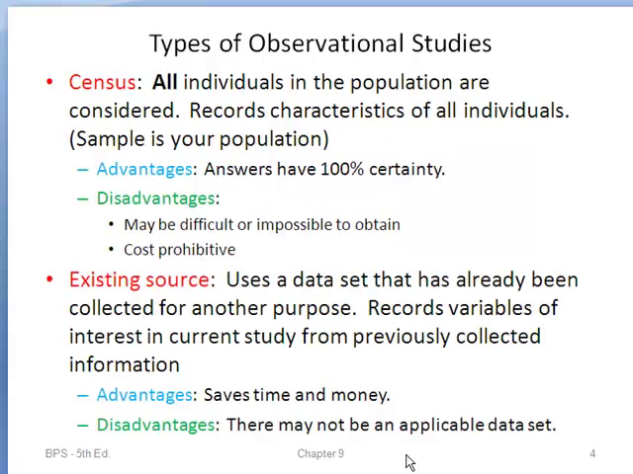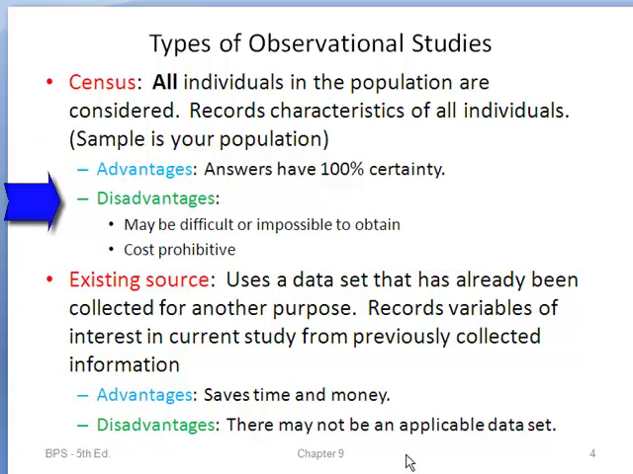Now let's look at the different types of observational studies. We have a census. A census is where we have all the individuals in a population and they're considered in this census. It records characteristics of all the individuals. So our sample really is our population. The advantage is that we have 100% certainty.